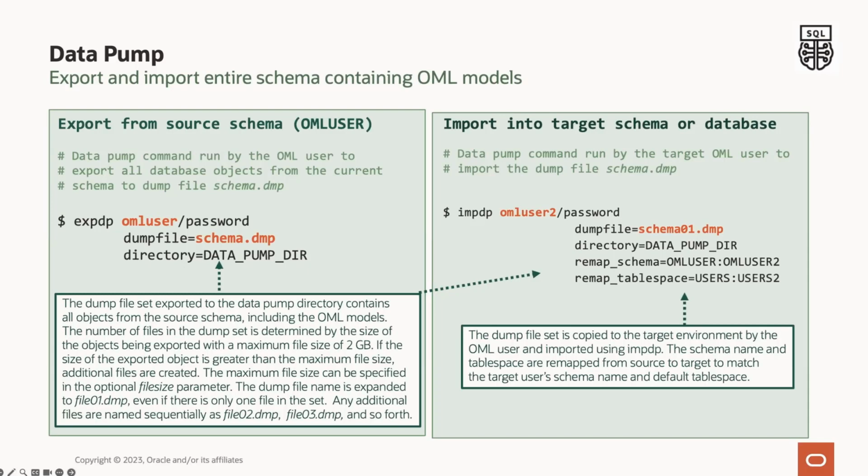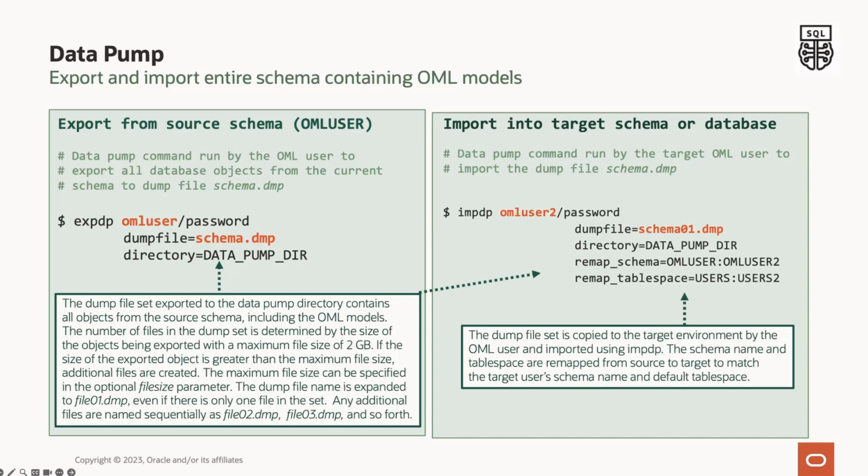schema01.dmp. The number of files in the dump set is determined by the size of objects being exported, with a maximum file size of around 2 gigabytes. If the size of the exported object is greater than the maximum file size, additional files are simply created. The maximum file size can be specified by the user in the optional file size parameter, and any additional files are named sequentially as file02.dmp, file03.dmp, and so on and so forth.